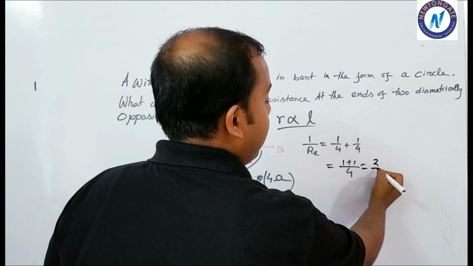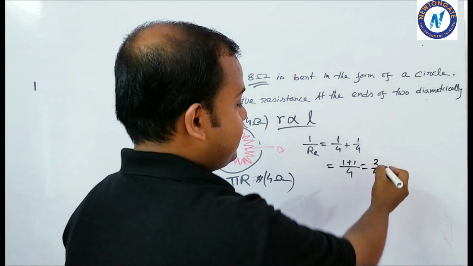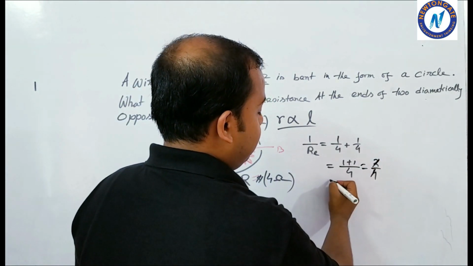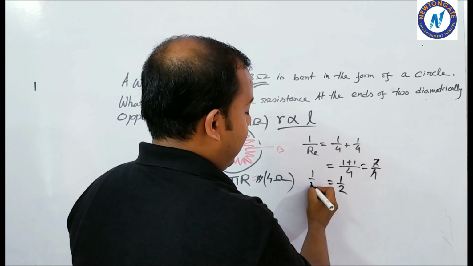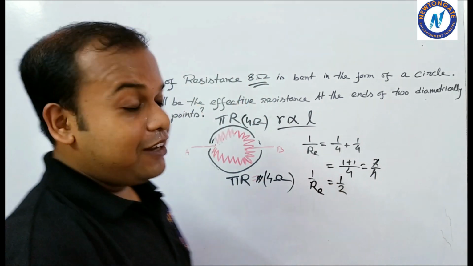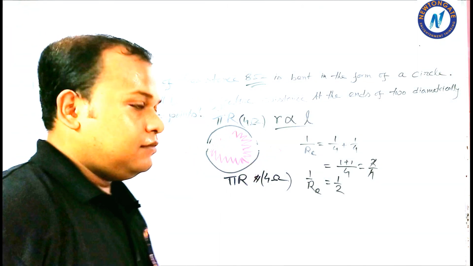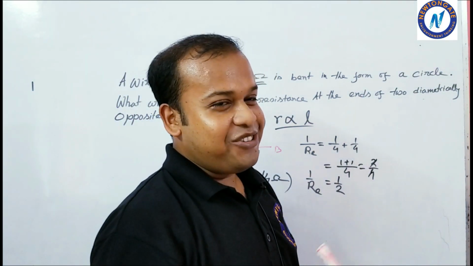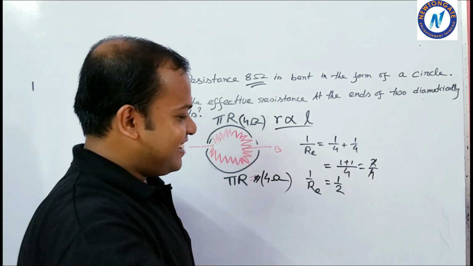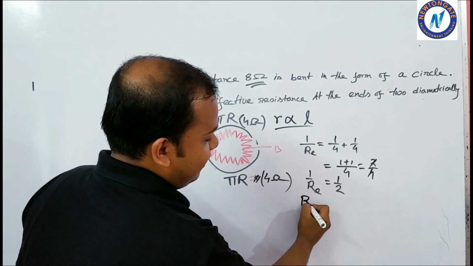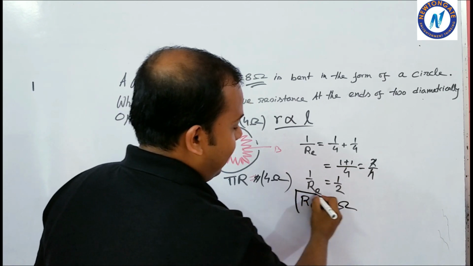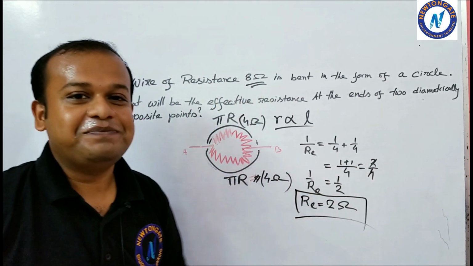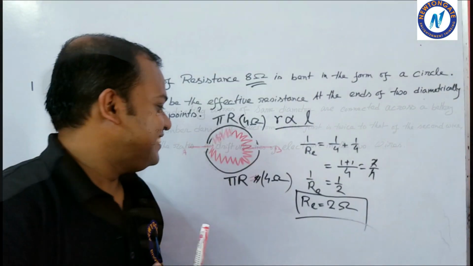That is 2 by 4 ohms, which is basically 1 by 2, so 1 by R equivalent equals 1 by 2. R equivalent equals 2. Then the effective resistance, or for our case the equivalent resistance, will be R equivalent equals 2 ohms. This is our required result.